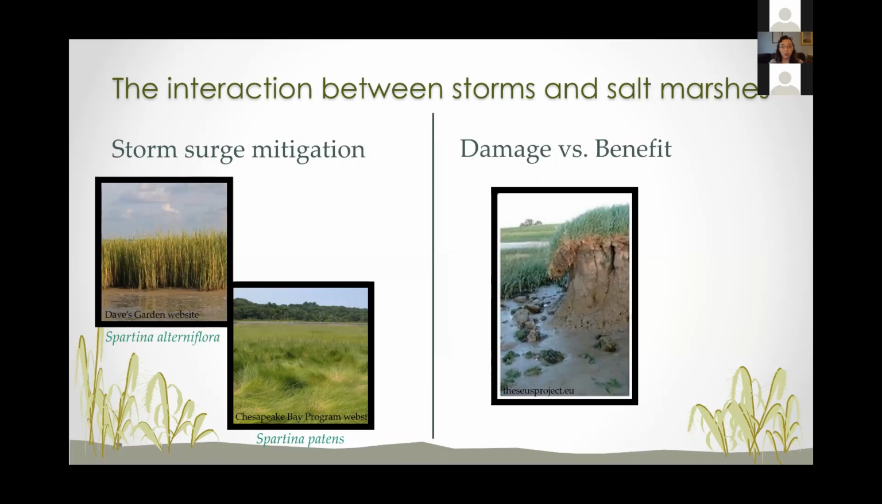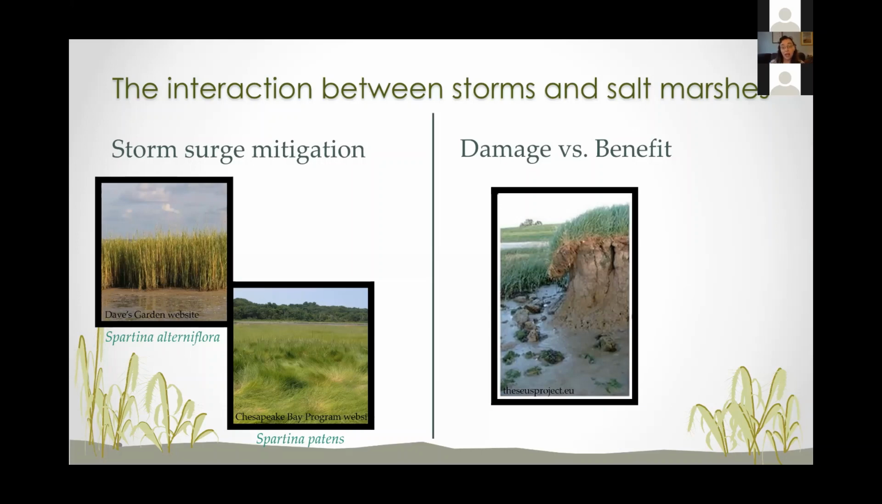One of the ecosystem services that salt marshes provide is storm surge mitigation, and that is due primarily to the vegetation on the salt marsh. You can see in those pictures the Spartina alterniflora, which grows primarily in the low marsh, so at lower elevations, and Spartina patens, which grows in the high marsh. There are also damages that storms can cause. I think this is more public knowledge, in terms of erosion, as well as excessive flooding.